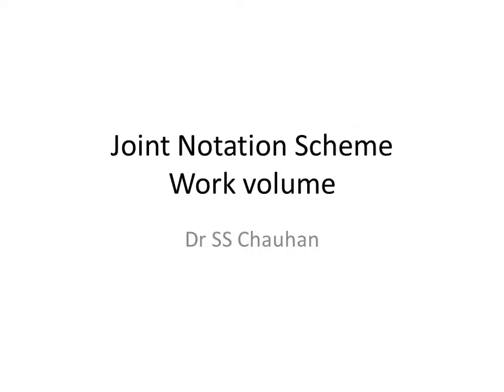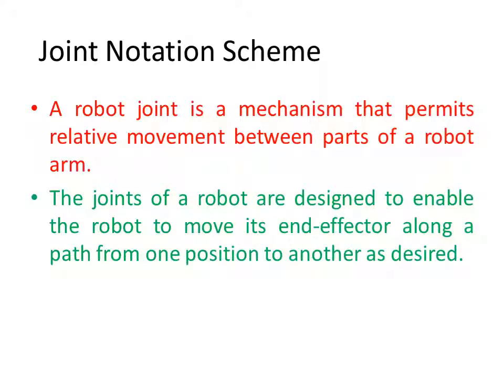Welcome. In the lecture series on automation and robotics, today we are going to discuss joint notation scheme and work volume. Let us think about what a joint is, why we apply these notations to the joint, and what type of scheme is used. The joint scheme is basically used for the robot joint, which is a mechanism that permits relative movement between parts of a robot arm.